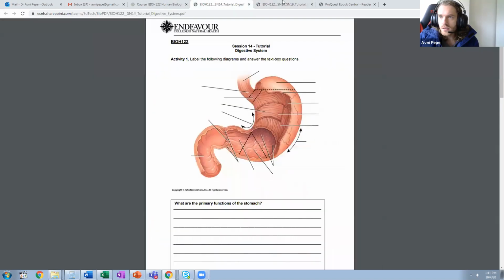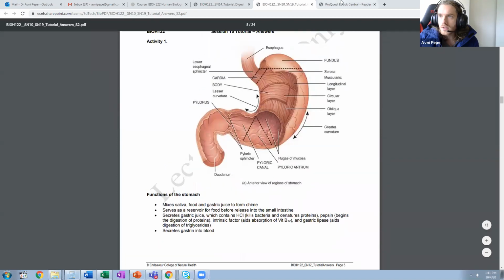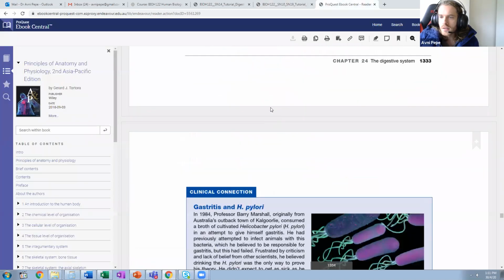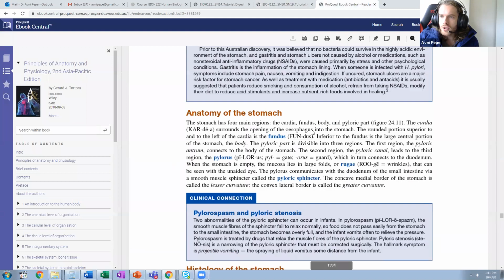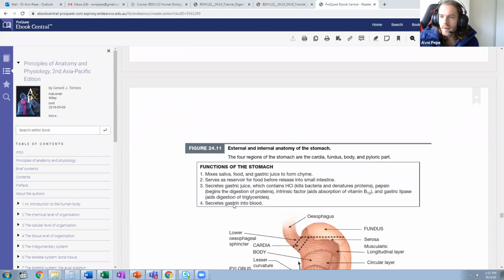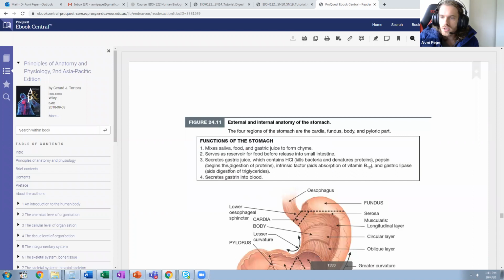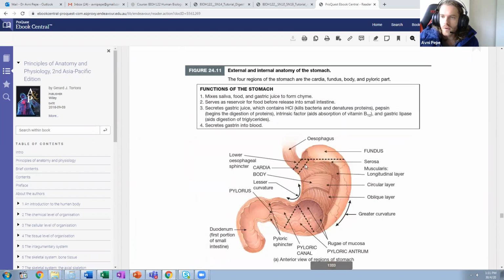I'll just jump over to, let's just go here for a second. Just contrast that. Sometimes I like to jump between the textbook and the notes, because sometimes they might differ in small ways. So you can find the functions of the stomach listed just above that image we looked at just before.